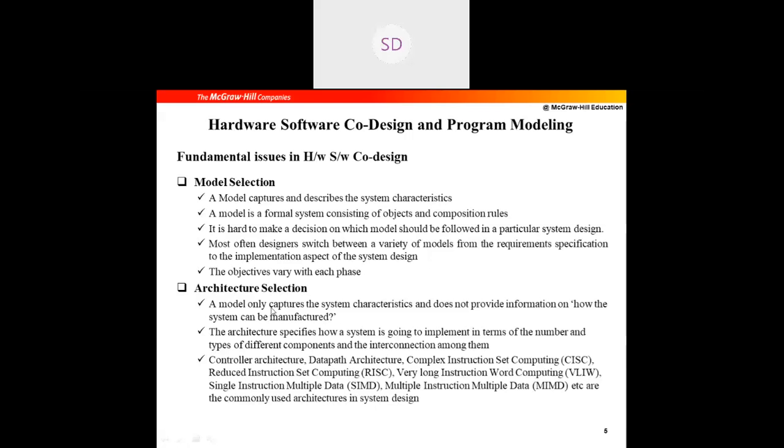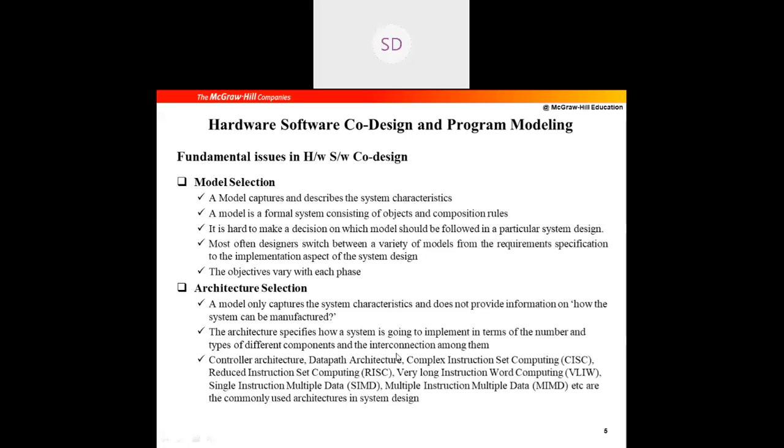A model only captures the system characteristics and does not provide the information on how the system can be manufactured. The previous one, model selection, will give you the set of rules. It will tell which are the inputs and which are the outputs. It doesn't give you any information on how we are going to design, right? Whereas architecture specifies how the system is going to be implemented in terms of the number and the types of different components and the interconnections among them, right? It gives exact information: how many components are available, how many components are required, what are the inputs, what are the outputs, how many ports are required. Everything we will get through the architecture only. So the model will give only the set of rules or set of inputs, how it behaves.